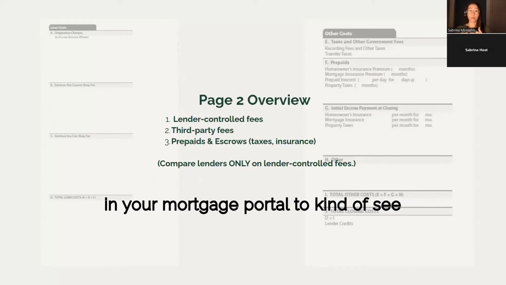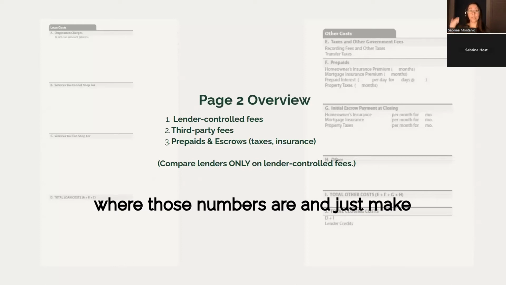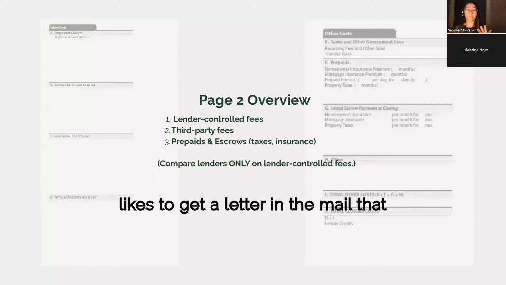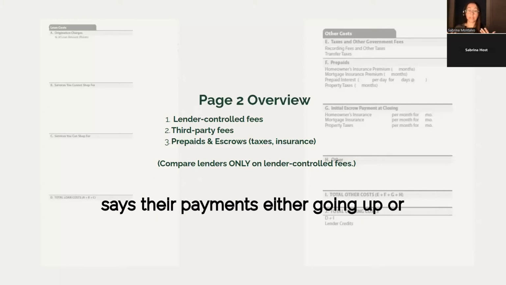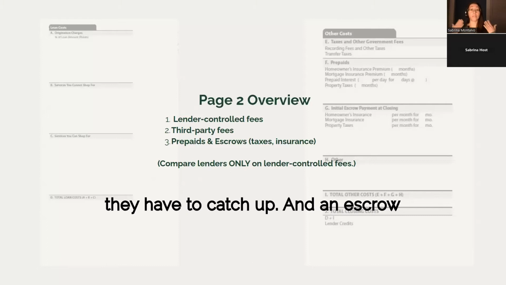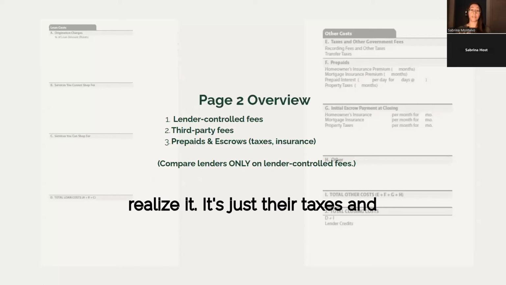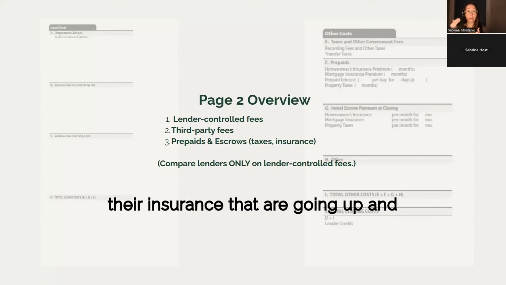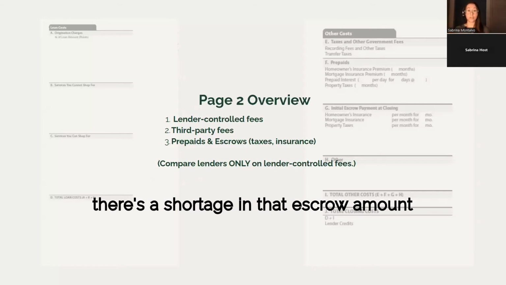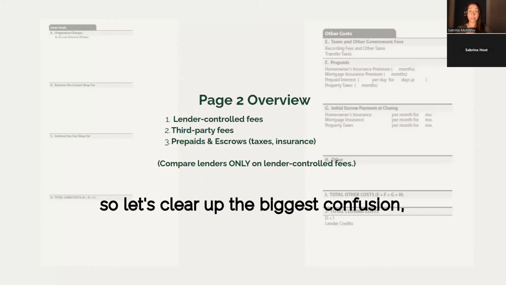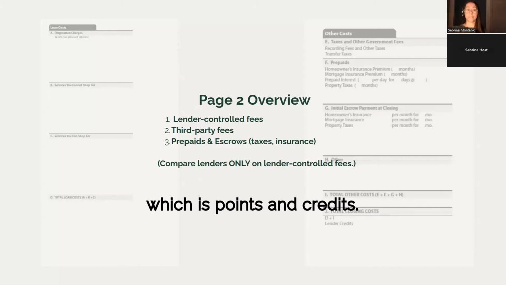But also, you can always look in your mortgage portal to see where those numbers are and just make sure that you're on pace, because nobody likes to get a letter in the mail that says their payment's either going up or they have to catch up on an escrow amount, and they don't realize it. It's just their taxes and their insurance that are going up, and that's what's making the change, or there's a shortage in that escrow amount when it comes down to it. Okay. So let's clear up the biggest confusion, which is points and credits.